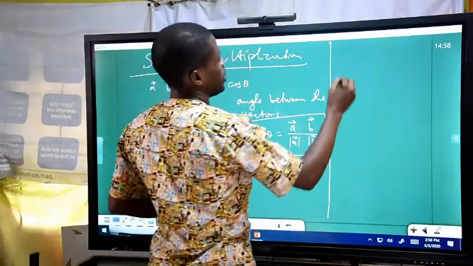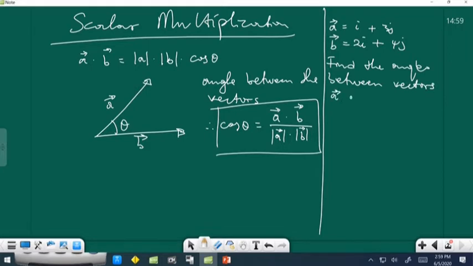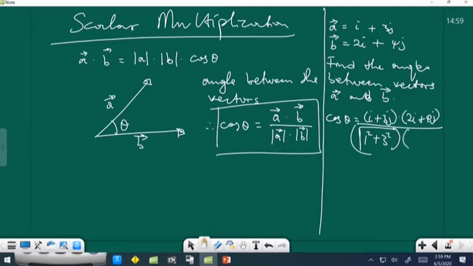So if we are given 2 vectors again, vector A is equal to i plus 3j, and vector B is equal to 2i plus 4j, we can say find the angle between vectors A and B. So to find this, we apply this formula, and we say cos theta is equal to vector A, which is i plus 3j, dot 2i plus 4j, divided by the modulus of this, which is the square root of 1 squared plus 3 squared, times the square root of 2 squared plus 4 squared.